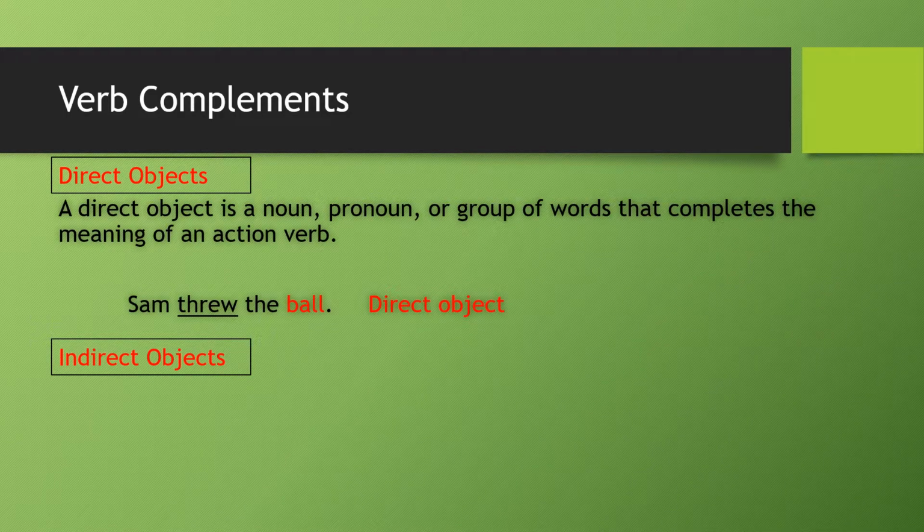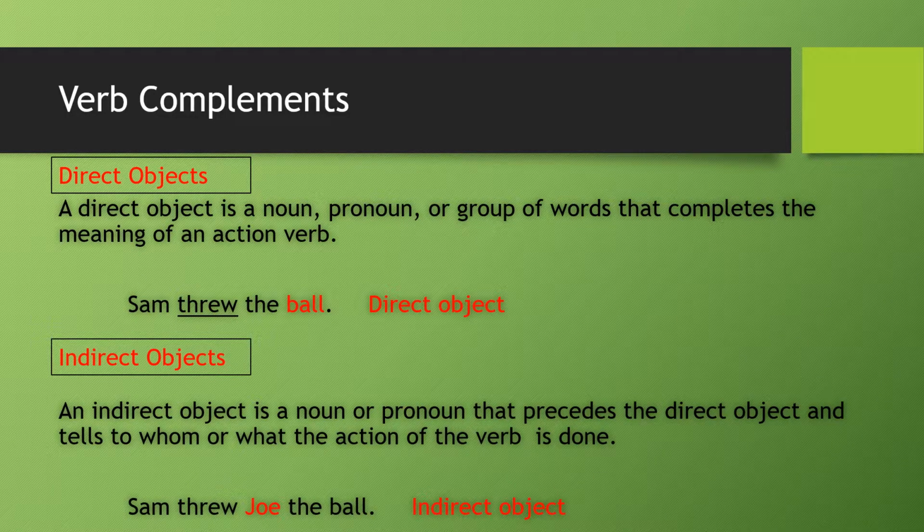A direct object is a noun, pronoun, or a group of words that completes the meaning of an action verb. Sam threw the ball. Sam is the subject. The action verb is threw, and ball is what Sam threw. So ball is the direct object. Sam threw the ball.